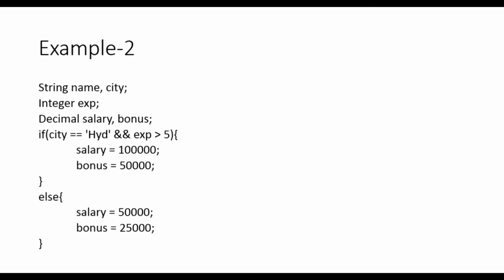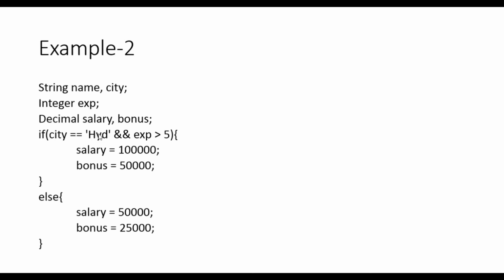So here I have taken another example. I have taken two string variables called name and city. Then integer experience, and decimal salary and bonus. I haven't assigned values for any of these variables. If the city equals, so here it is checking the value. We are not assigning the value. This is a logical operator.